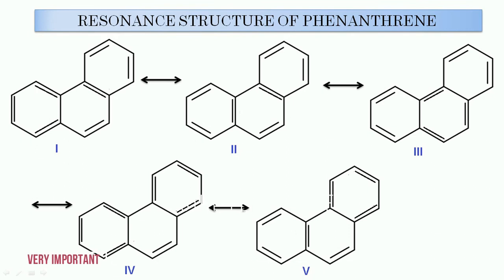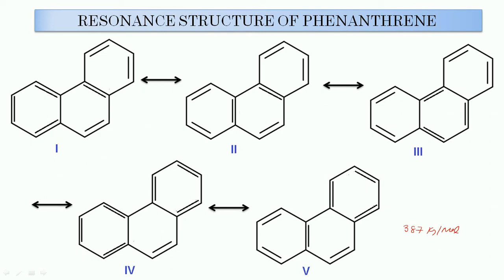Next is the resonance structure of phenanthrene. It comprises 5 hybrid structures with a resonance energy equal to 387 kilojoules per mole. So let us see its various resonating structures.